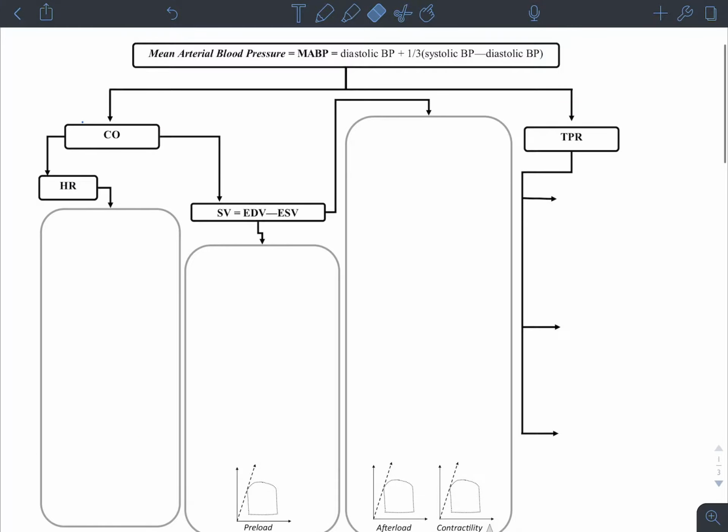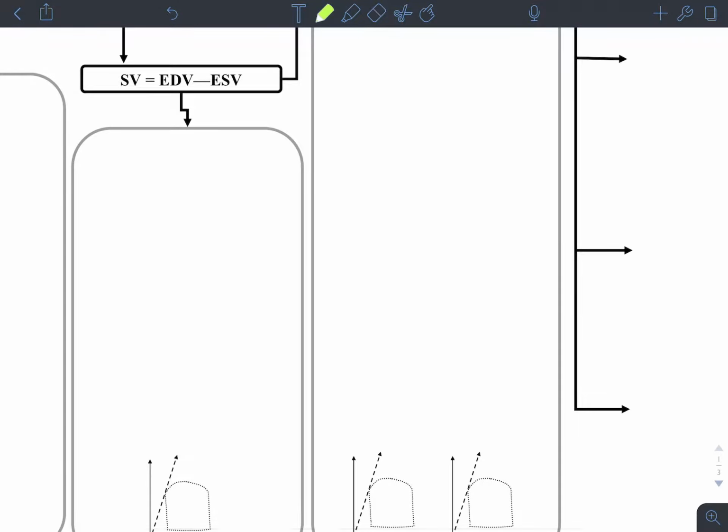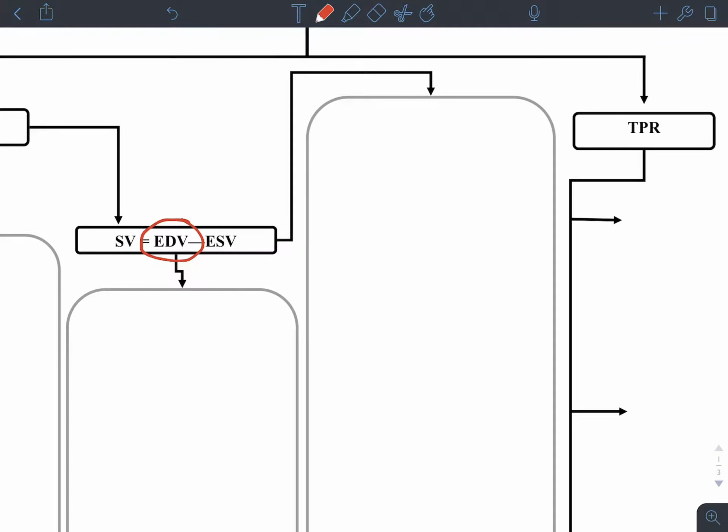All right, now let's move on to stroke volume. So stroke volume is written as end diastolic volume and end systolic volume, and we subtract them from each other. End diastolic volume is the amount of blood that's in the left ventricle after we're done filling, after diastole, after we're done filling the heart.